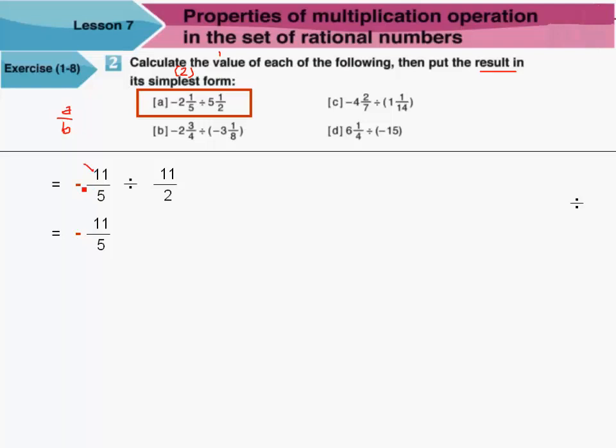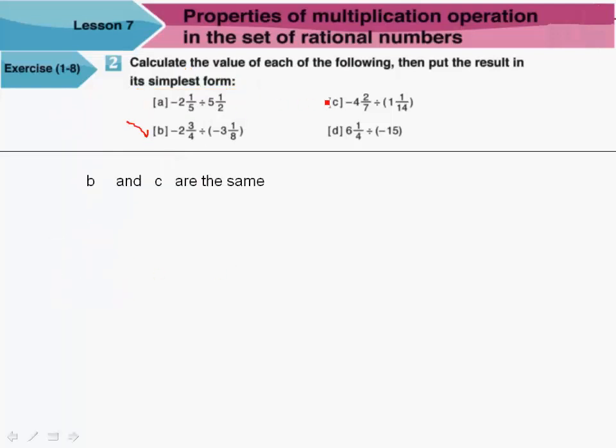This will be equal minus 11 over 5. The divided by, we will change it to multiply, and take the multiplicative inverse, which is 2 over 11. We can eliminate this 11 with that one, so the result will be minus 2 over 5. And this is in the simplest form.